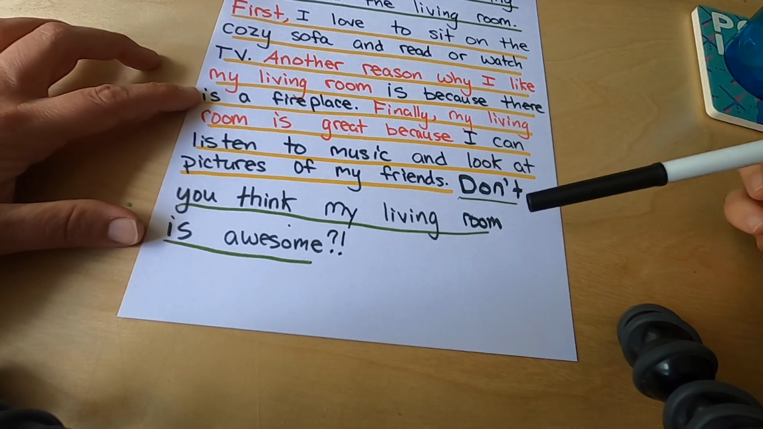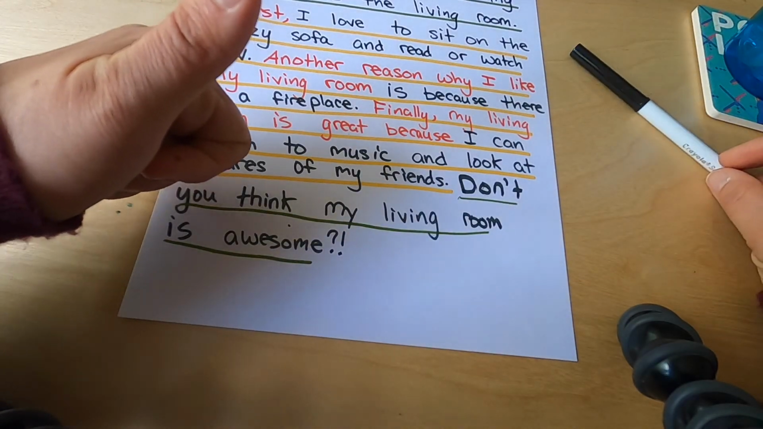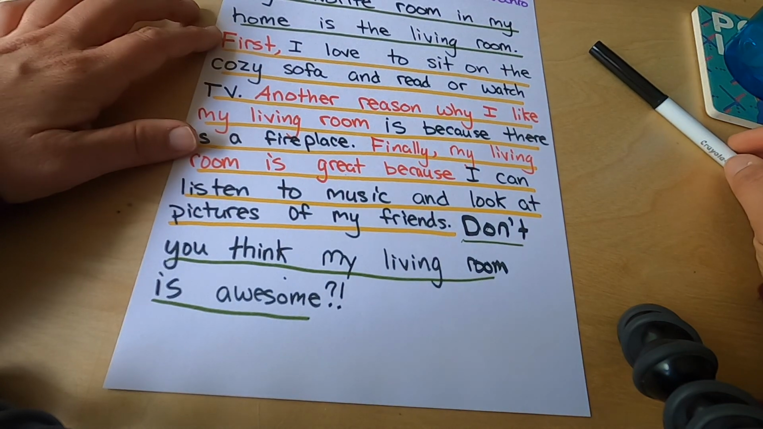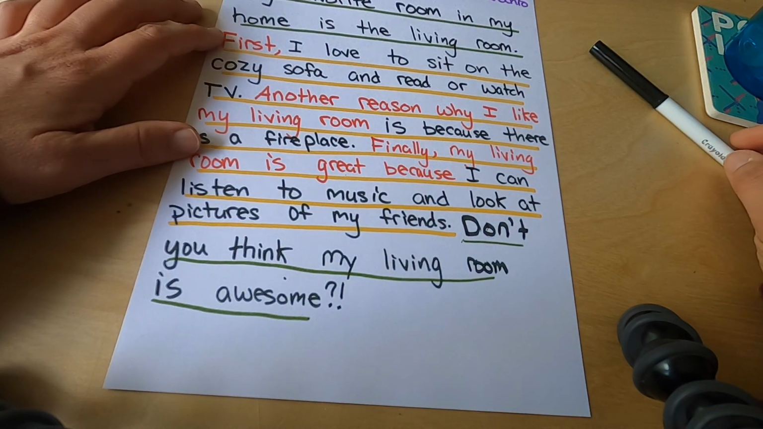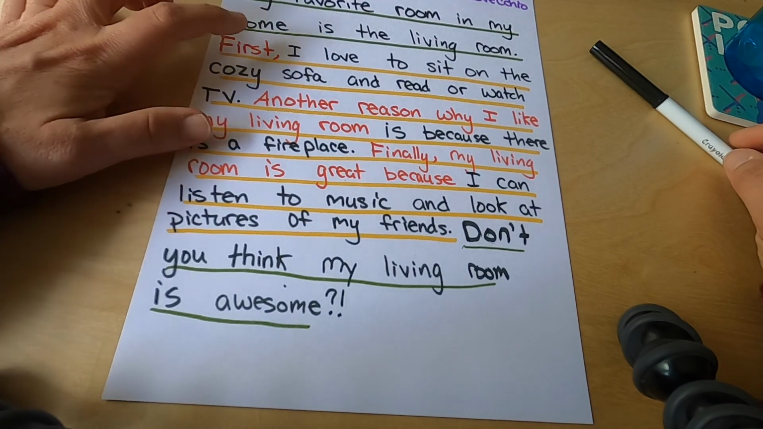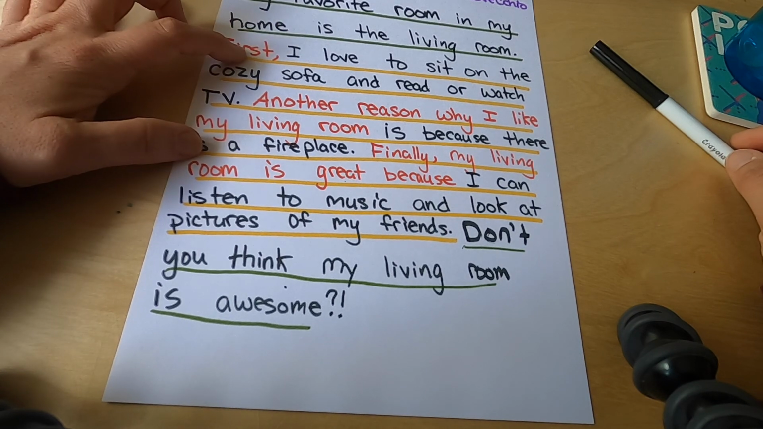Don't you think my living room is awesome? I do think it's awesome. I can't wait to see these. Remember, you don't have to do this, but if you feel like you want to do some writing, you can write us a paragraph and tell us all about your favorite room. You can choose to write and then take a picture of this, or you can write this and then read it to us.